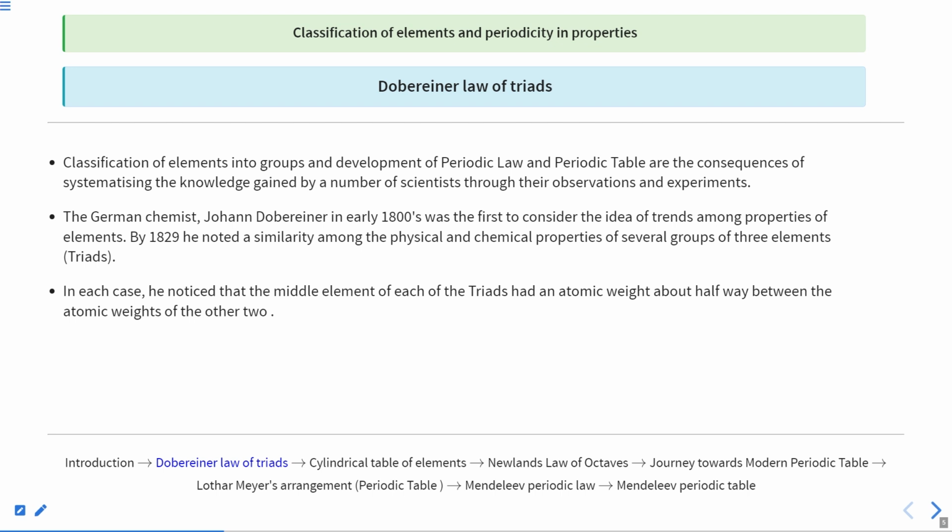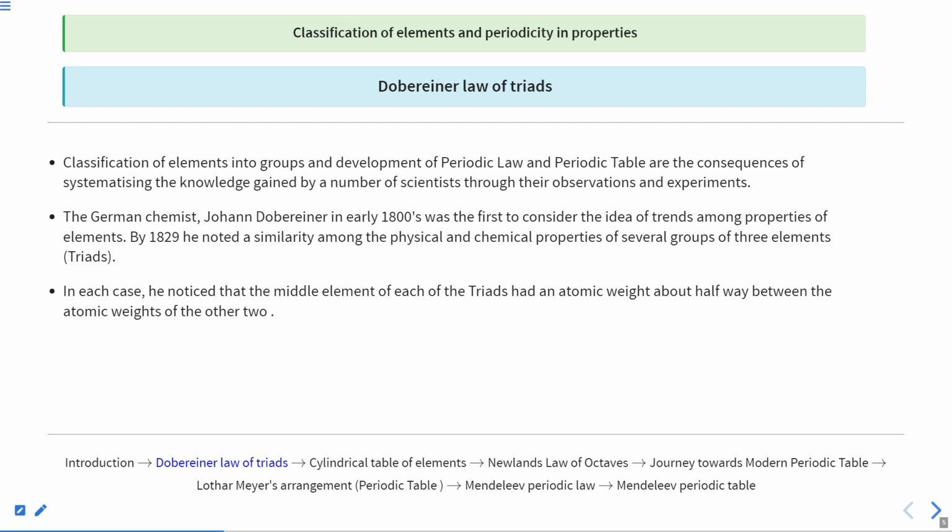Now, what was the sense behind dividing them? How did they say that these three elements go together? Because we can't study the physical and chemical properties and just say these three have the same properties, so we are putting them in the same group. There must be some logic behind it.